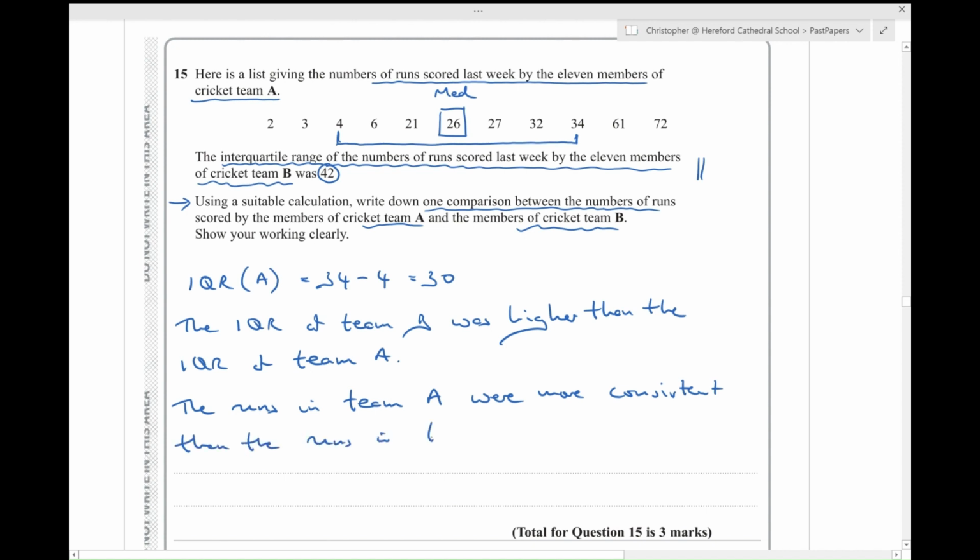Runs in team B, but I don't have to say that latter one. I mean, the latter one would do okay instead of stating about the interquartile range being higher for team B than team A. But anyway, there's number 15 sorted out.